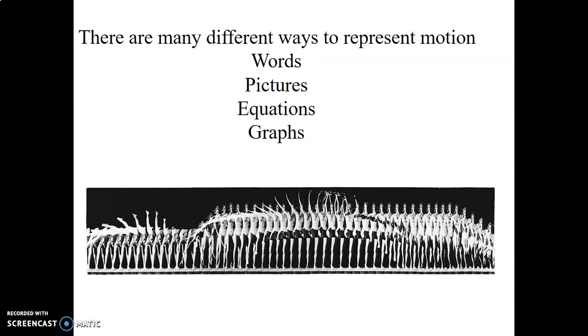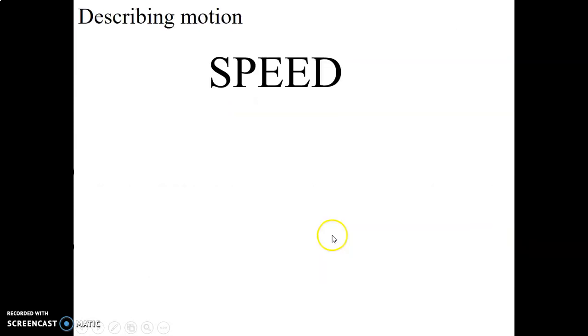When we describe motion, we'll use words, we'll use pictures a little bit. We will definitely be using a lot of equations as well as some graphs. Motion can be simple or complex. So here we've got kind of a stroboscopic image of a girl. I don't know what she's doing. It looks like she's doing like a flip or something like that.